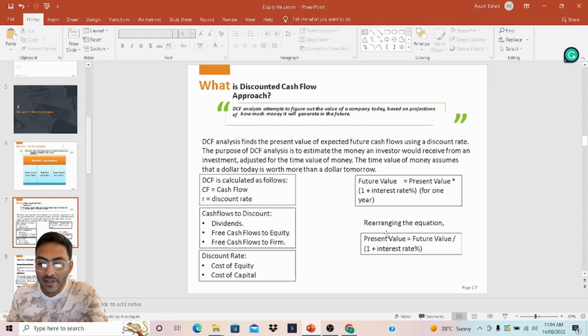Now, let's say you have to calculate the present value. If you rearrange this formula, your present value is equal to future value divided by 1 plus interest rate, which is the 10%. And if you do that, you will get to 1 million.